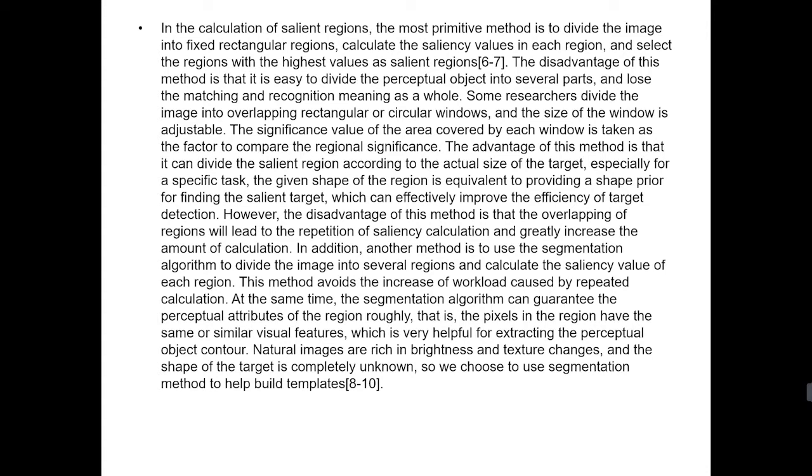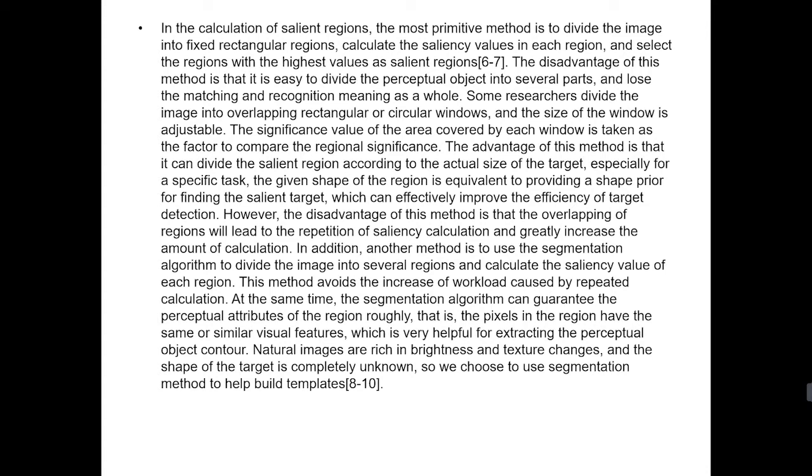Some researchers divide the image into overlapping rectangular or circular windows, and the size of the window is adjustable. The significance value of the area covered by each window is taken as the factor to compare the regional significance. The advantage of this method is that it can divide the salient region according to the actual size of the target, especially for a specific task. The given shape of the region is equivalent to providing a shape prior for finding the salient target, which can effectively improve the efficiency of target detection. However, the disadvantage of this method is that the overlapping of regions will lead to the repetition of saliency calculation and greatly increase the amount of calculation.